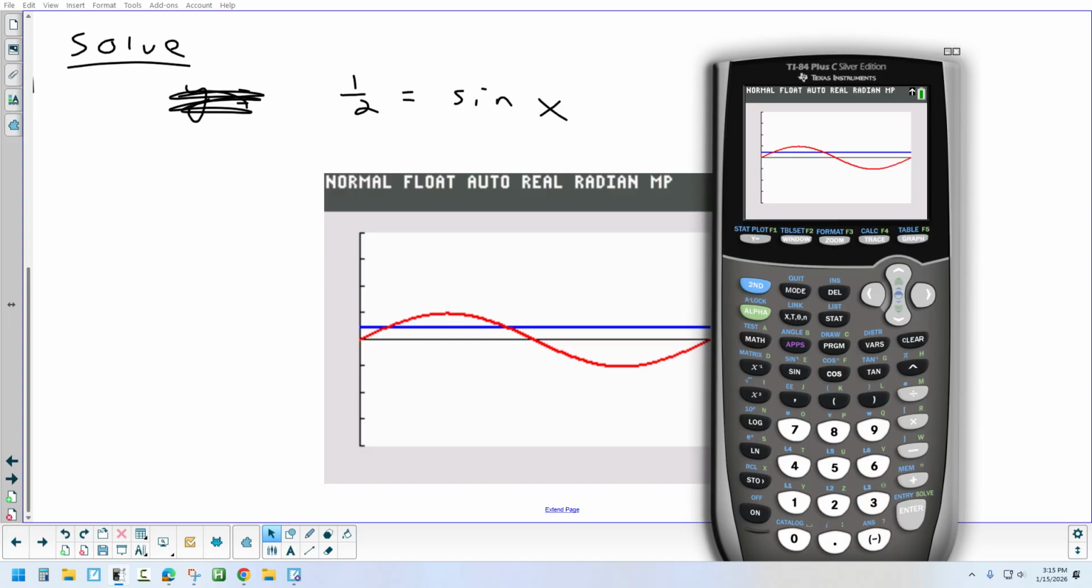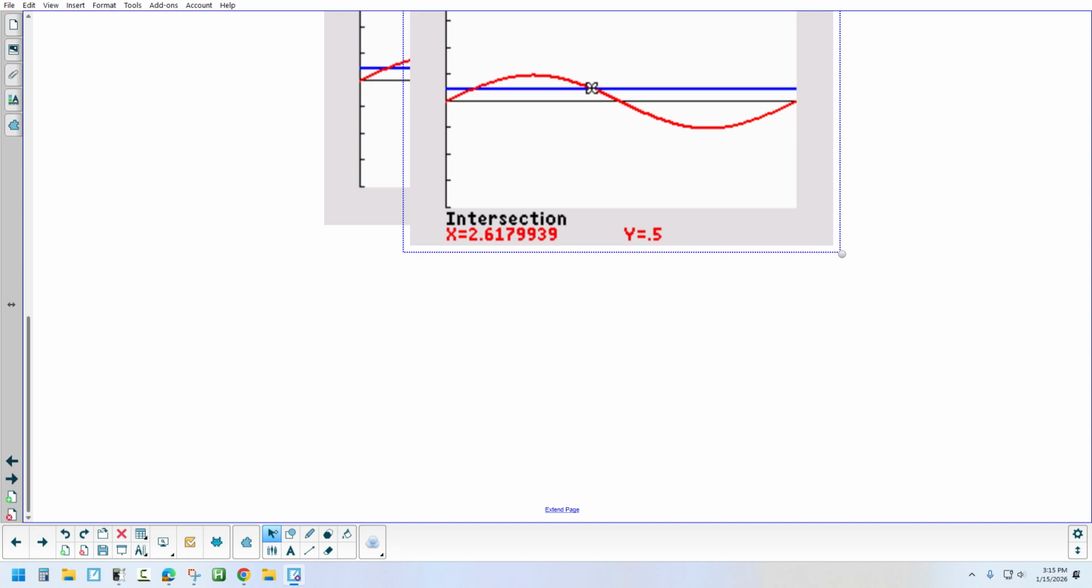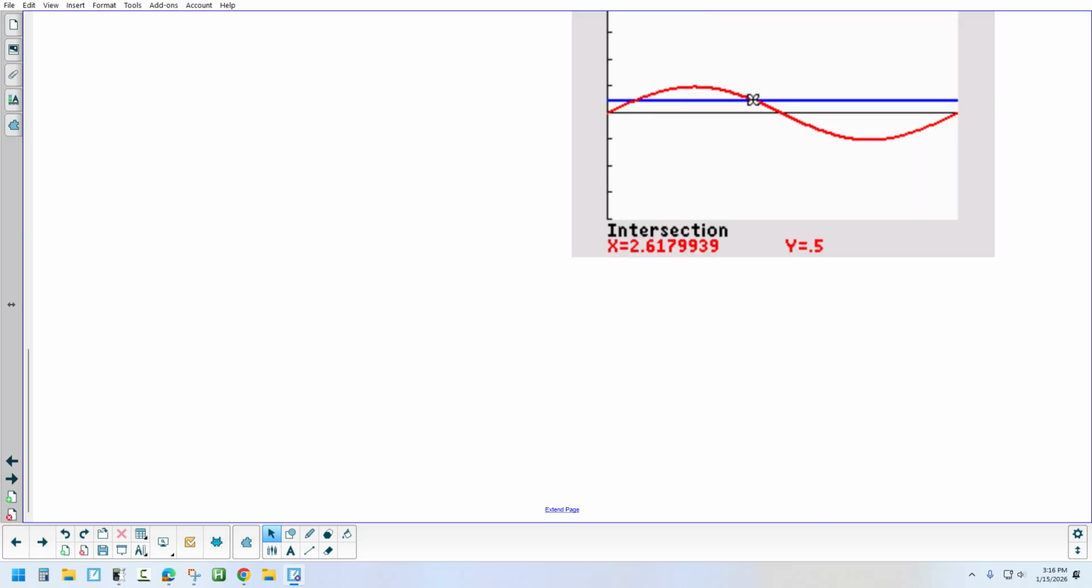So let's try second calc intercept. And I get 2.61799. If I write down that decimal, is that going to be an exact answer? That's not exact. So, what do I do? I want an exact answer, which means no decimal.